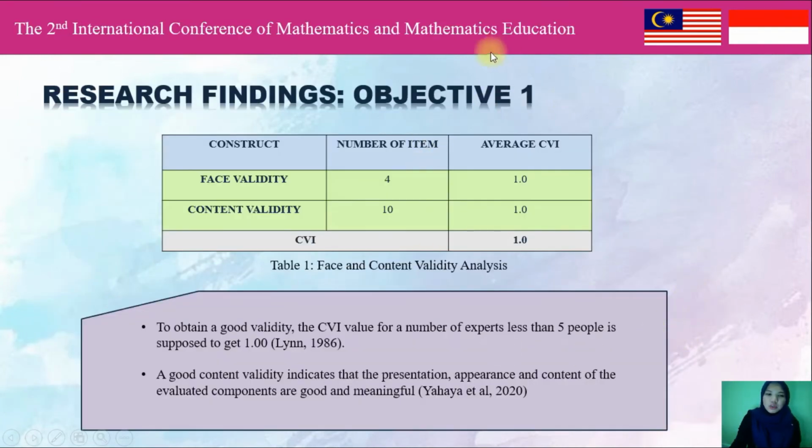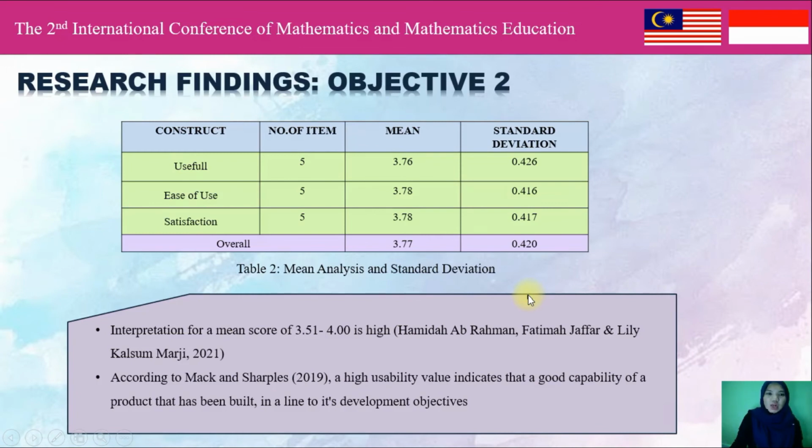To answer objective 1, which is to find out the validity of the e-learning module e-Solution, as you can see for face validity and content validity, we get an average CVI of 1. According to Lynn 1986, to obtain good validity, the CVI value for fewer than 5 experts should be 1. So we get a CVI of 1. We can conclude that good content validity indicates that the presentation, appearance and content of the evaluated components are good and meaningful.